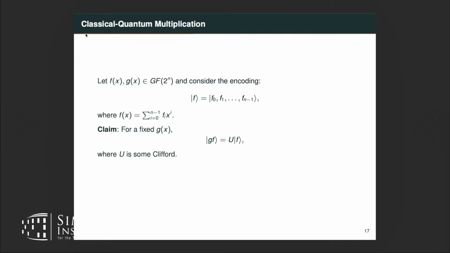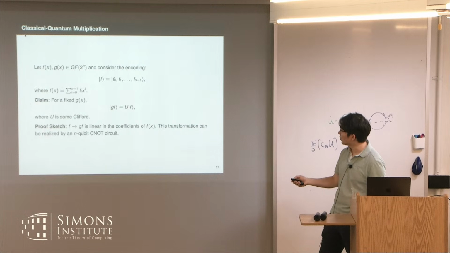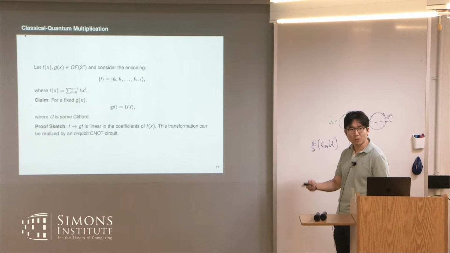The claim is that this is actually a Clifford. Do you see why this is true? Yeah. The reason is that, given a fixed polynomial g, multiplying by g is a linear operation. So you have a linear operation on the set of these binary vectors, and therefore it must be possible to realize this by a bunch of CNOT circuits. And of course, CNOT circuits are all Clifford, so there should be some Clifford unitary U that realizes this operation.